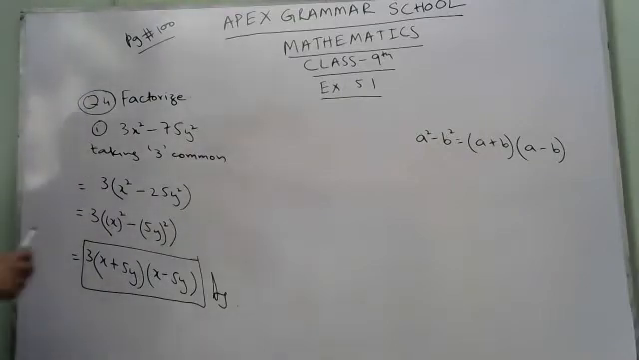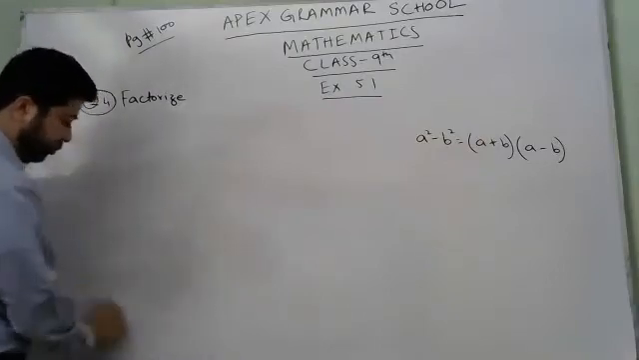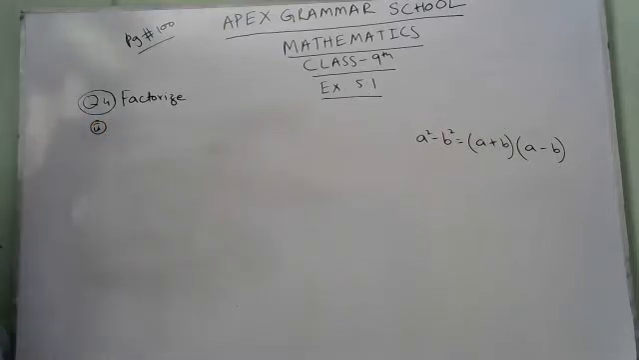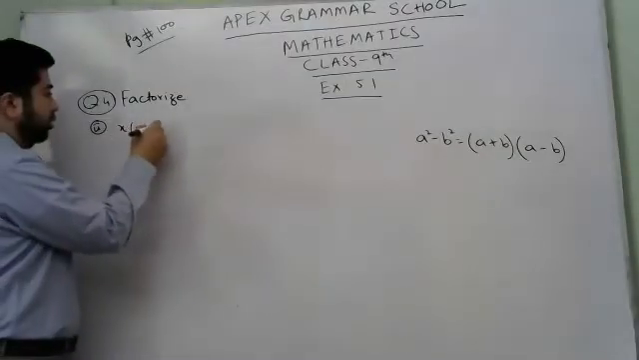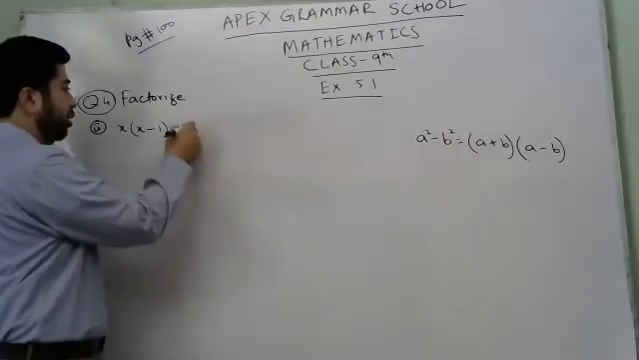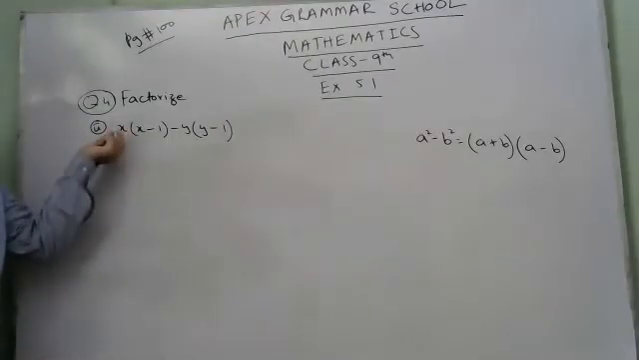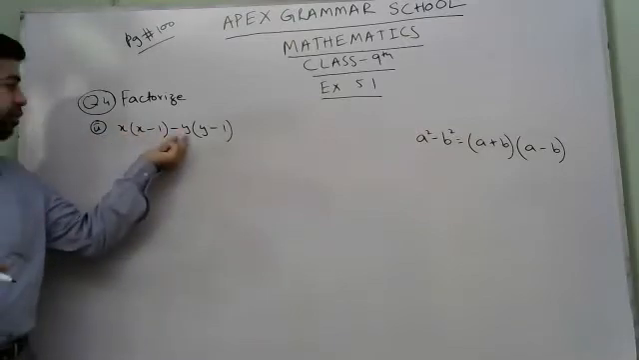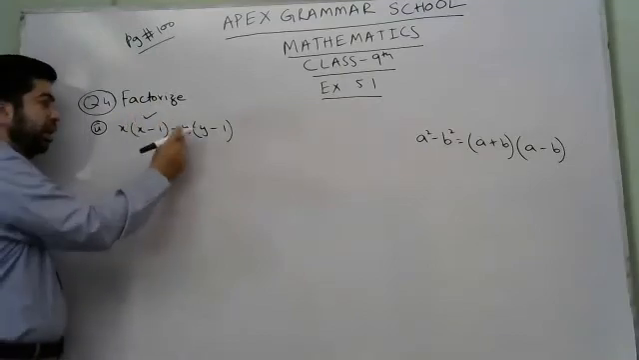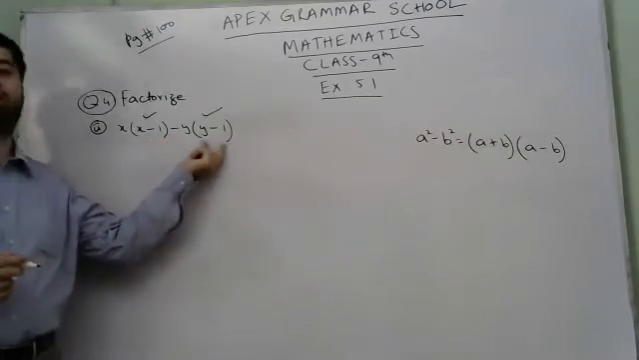So the next part, part 2: x into x minus 1 minus y into y minus 1. You can see that x is common here and negative y is common here. But after taking x common, this is x minus 1. And after taking minus y common, this is y minus 1. These both brackets are not the same.